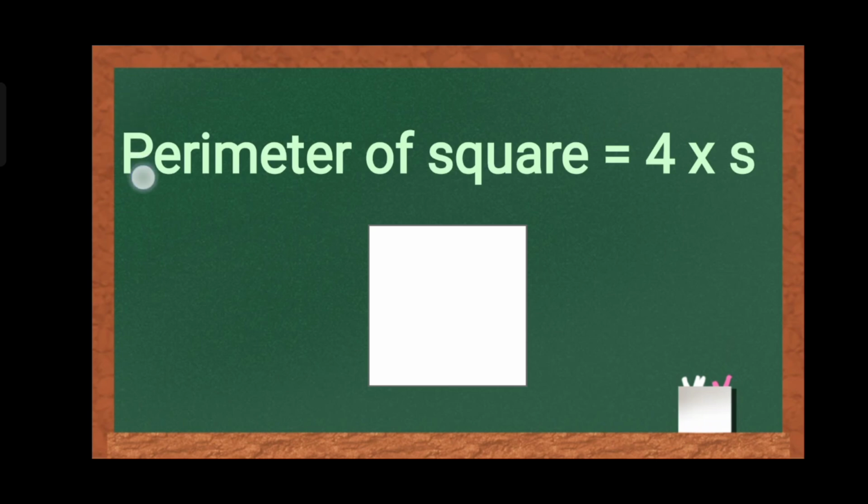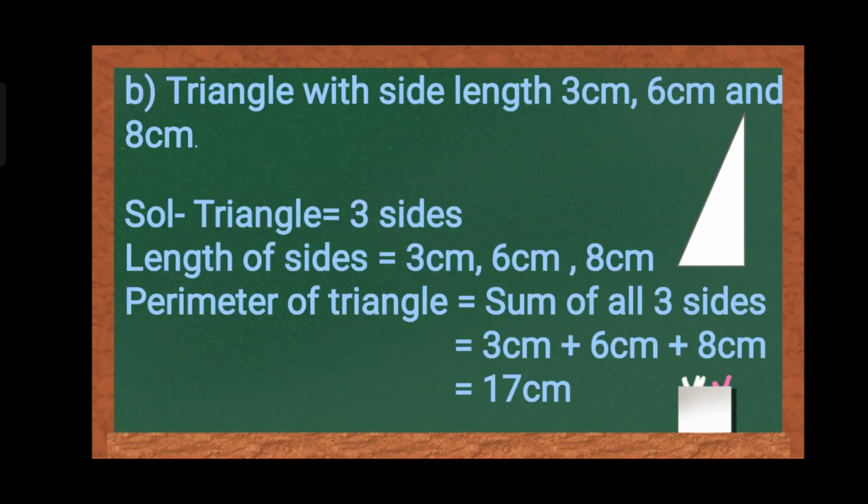So the formula for finding out the perimeter of a square is 4 into s. 4 multiplied by the length of s. S means side. So whenever you have to find out the perimeter of a square, you can write this formula. P of square, or perimeter of square, is equal to 4 into the length of the side. This s is the length of the side. Let's move to the next part.